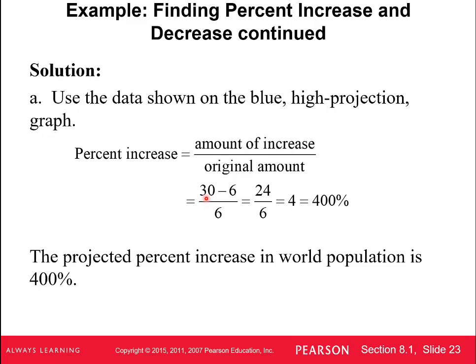So that's 30 billion minus 6 billion, which is 24 billion, divided by the original amount, 6 billion. 24 divided by 6 is 4. 4 as a percent is 400%. We move the decimal point 2 places to the right, 1, 2. Then we add zeros before we add our percent sign, and we get 400%. So if that high model is correct, in the 150 years between 2000 and 2150, world population will increase 400%.